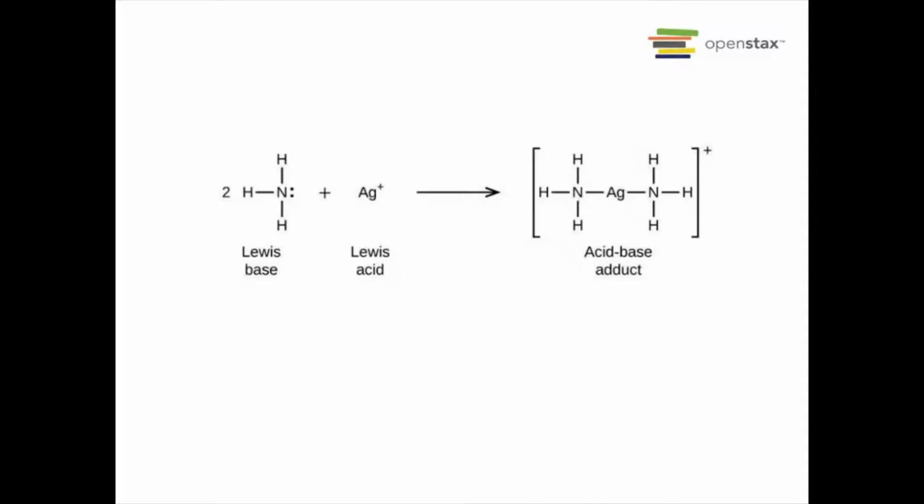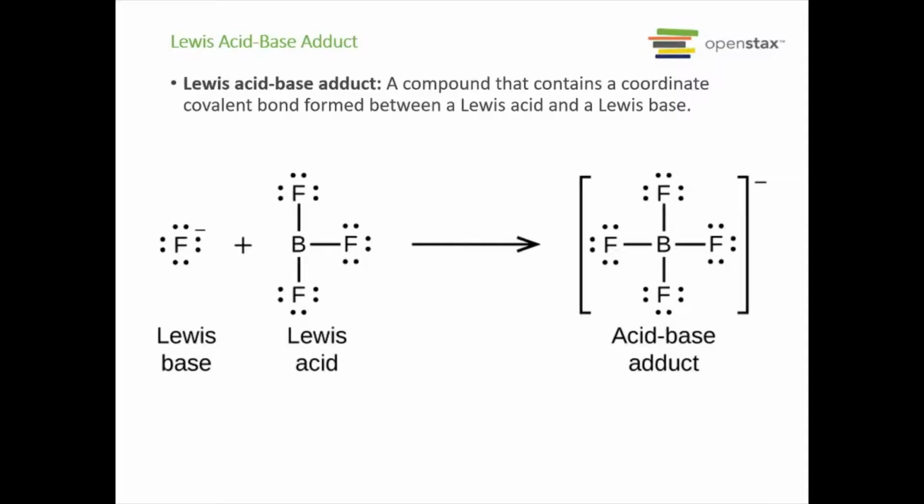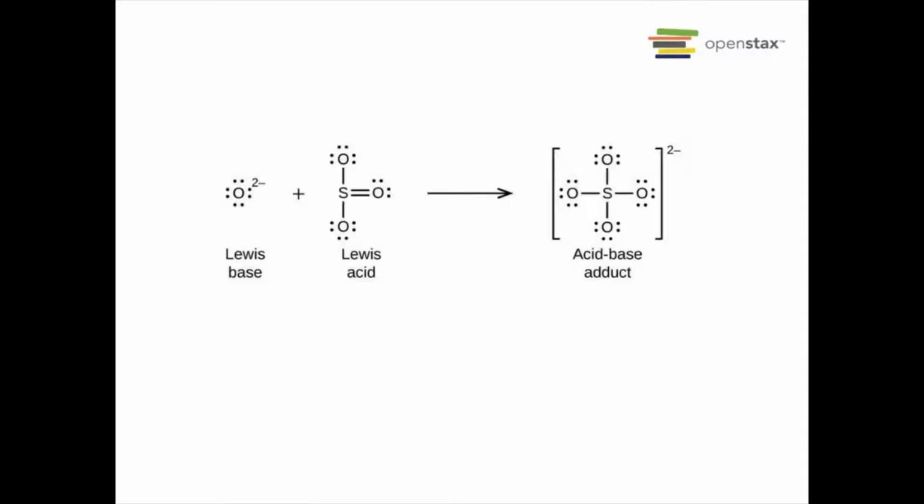So there's some different types of adducts. If you have two Lewis bases reacting with one Lewis acid, you form this one like you see here. We have the silver in the center, and you have the two ammonias on each side. Going back to generic, you have one Lewis base with the Lewis acid forming that generic adduct. If you have a Lewis base like here, O2 minus, and your Lewis acid, this SO3, the acid-base adduct you formed there is on the right.